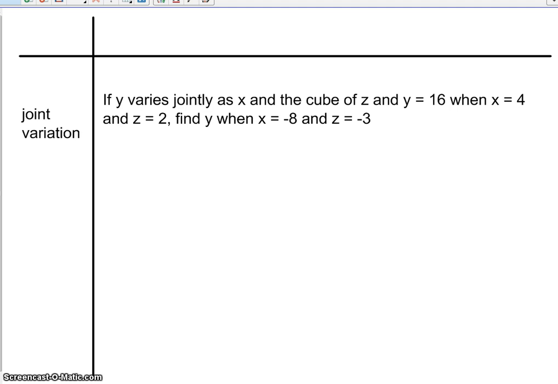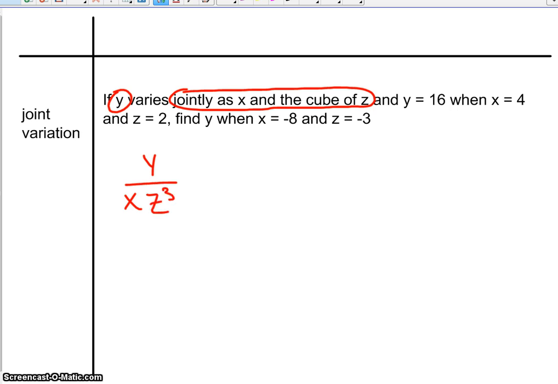Okay, so y varies jointly as x and the cube of z. So y is the one by itself, so it's on the top. Jointly, we're going to put these two things together. Now, you've got x, and it's not always just a single variable. Sometimes it might be a cube, square, square root, things like that, and that's the case we have here, the cube of z. And that's my first ones, and then my second ones are the exact same expression, with different subscripts.